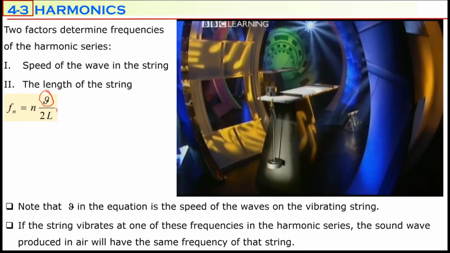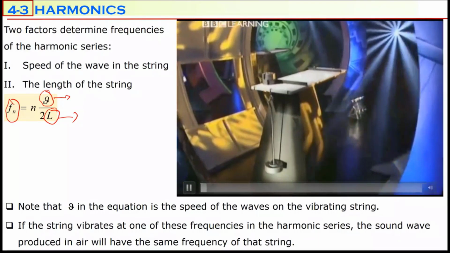The second one is the length of the string. So you can change the fundamental frequency by changing the speed of the wave in the string and by changing the length of the string. All musical instruments work with this principle, making different sounds. Now watch, there's a movie about that.